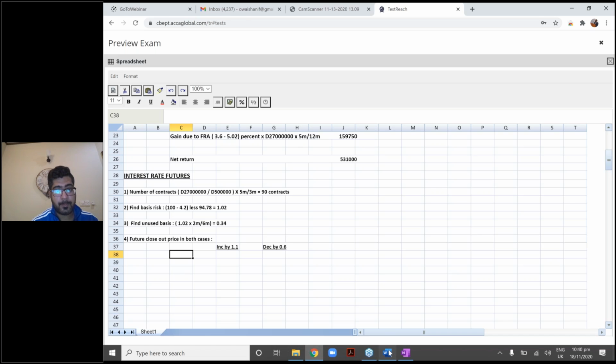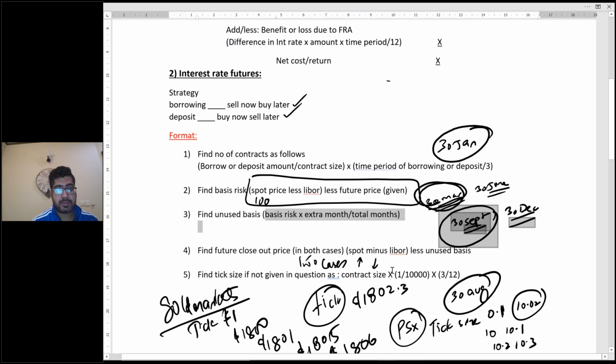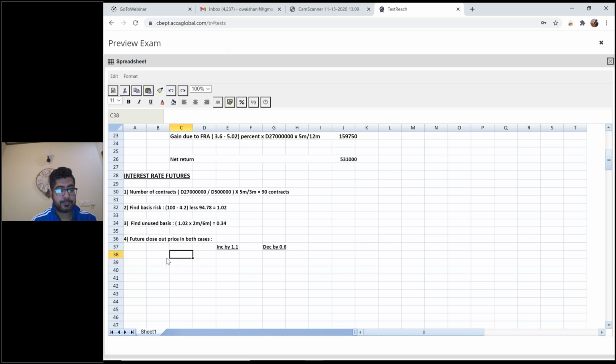Look at the format. It's spot minus LIBOR less unused basis. So spot minus LIBOR means 100 minus. What is the LIBOR here? 4.2, but it's increasing by 1.1, so it's 5.3. And spot 100 minus LIBOR 4.2, but here it's decreasing by 0.6, so it's 3.6. Again, the question comes, sir, why didn't you take that less 30 basis points here?